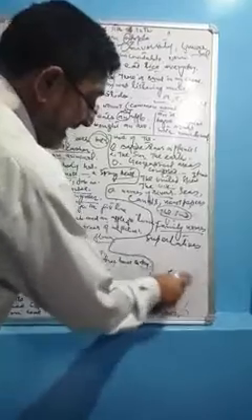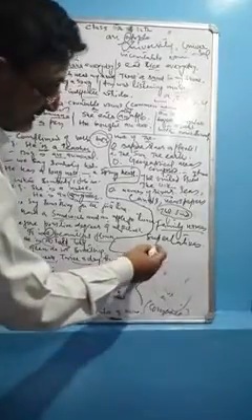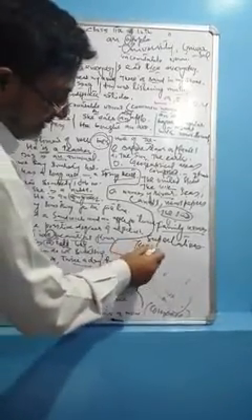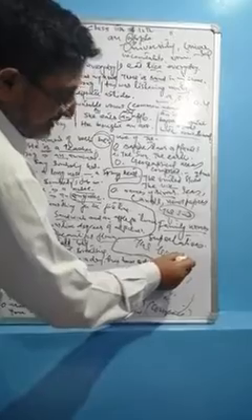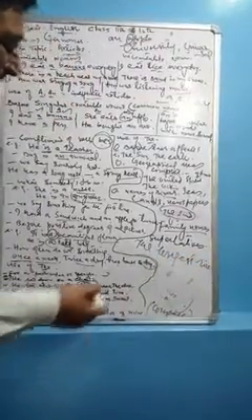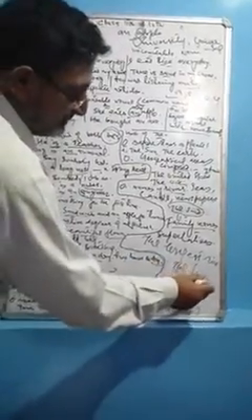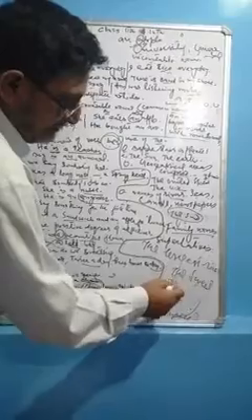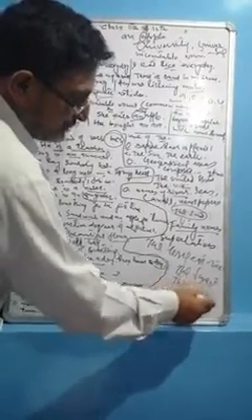And also the is used before the superlative degree. If a is used before the positive degree, the is used before the superlative. For example, the longest river of the world, or I can say the sweetest food, or the most beautiful. So this is the use of the.